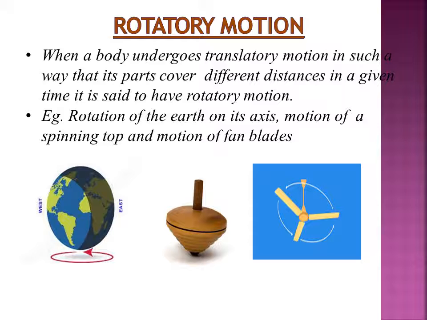Examples: we have the rotation of the earth on its axis. It is also a circular motion, but it's also a rotatory motion. That means it rotates and covers a certain fixed time. For example, for one rotation of the earth, it takes almost 24 hours. Another example is a spinning top, what you call lattu. It keeps on rotating when we throw it with a string. Then we have the motion of fan blades. If we switch on the fan, it keeps on moving at a certain regular speed. The speed is uniform. These are all examples of rotatory motion.